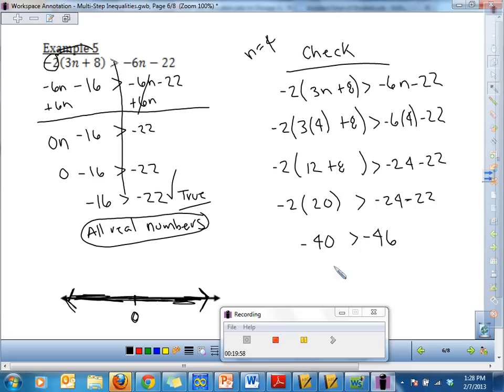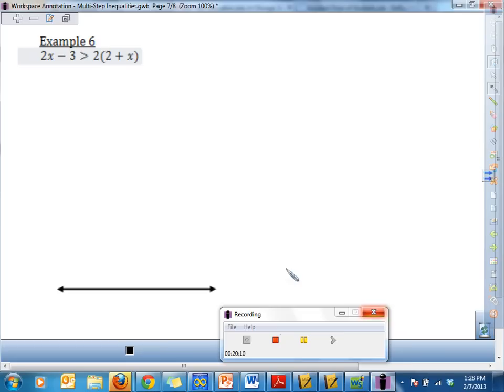So, let's see if this is true. Is negative 40 greater than negative 46? Yes, this is a true statement. So our solution is all real numbers. Let's do another example that's a little bit interesting. Go ahead and try this example on your own, and then when you're ready, press play and I'll show you the solution.